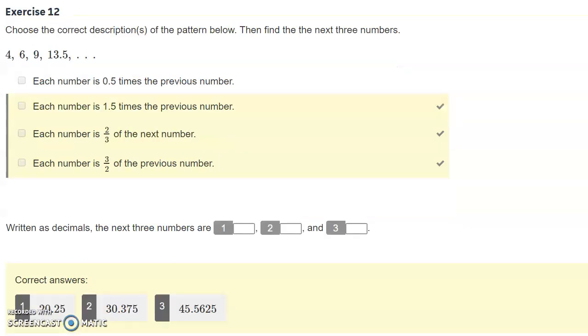Then they get a little tricky and they say, what are the next 3 numbers? So you have to take the 13.5 and you have to multiply it by 1.5. And that is going to give you 20.25.